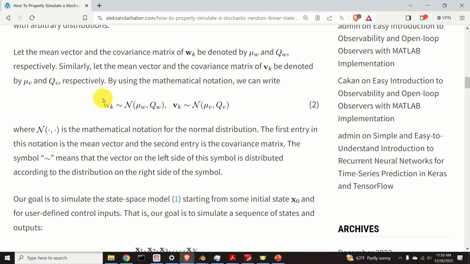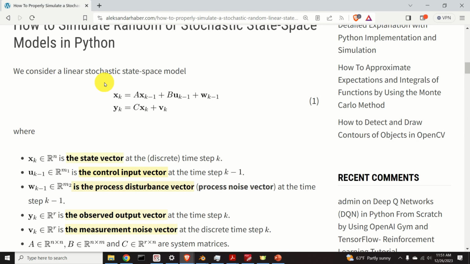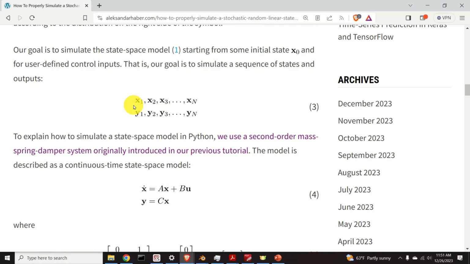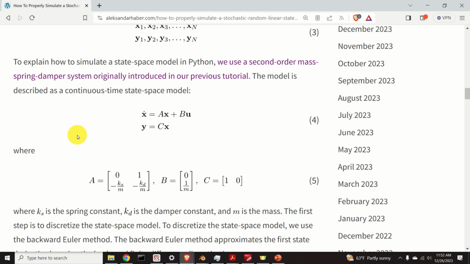By using the mathematical notation, we can write these vectors and their distributions like this. Over here, this calligraphic N is the mathematical notation for the normal distribution. The first entry in this notation is the mean vector and the second entry is the covariance matrix. This symbol over here, that looks like a similarity sign, means that the vector on the left side of this symbol is distributed according to the distribution on the right side of this symbol. Our goal is to simulate this state space model starting from some initial state x0. That is, our goal is to generate a state trajectory represented by this series and the output trajectory represented by this series. To explain how to simulate a state space model in Python, we need to use a test case.